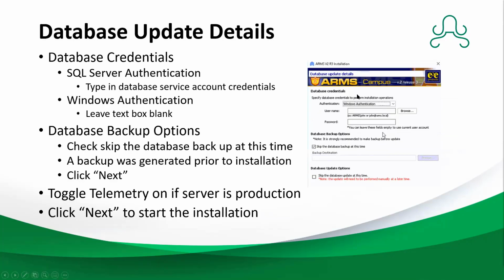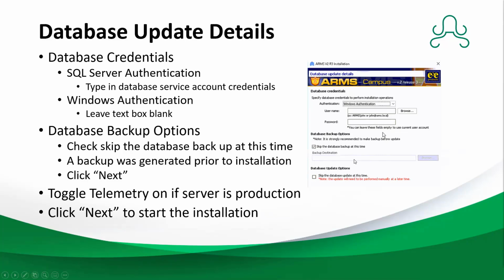For this screen shown here, it's the database update details. So pretty much you want to keep it all Windows authentication if you're logged in as that service account and you are a local admin. That way you don't have to type in any username or password. But if you were SQL authentication, you'll browse the account and type in the password. Since you took a backup at the very beginning of this process, you'll skip the database backup at this time, and then you'll click next towards the bottom.